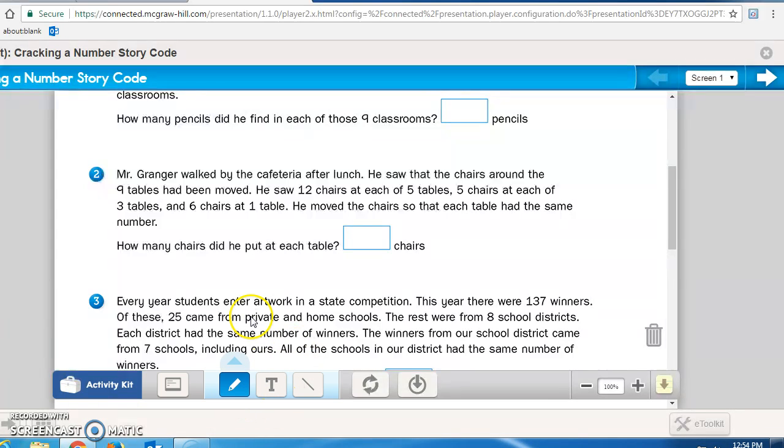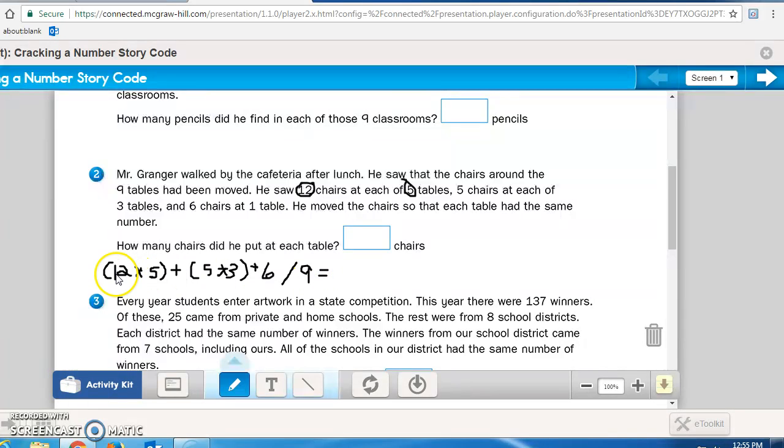Well, I've got to look at my information again. He had 12 chairs at 5 tables, so I'd set this up looking like this: 12 times 5, and I'm putting parentheses around that because I have to figure that answer out before I move on to that part of the problem. And then it says he had 5 chairs at each of the 3 tables. So again, I'm going to take 5 times 3. Then it says, and 6 chairs at 1 table. Well, I can just simply add 6 because 6 times 1 is 6. And then again, he wants the same number at each of the 9 tables.